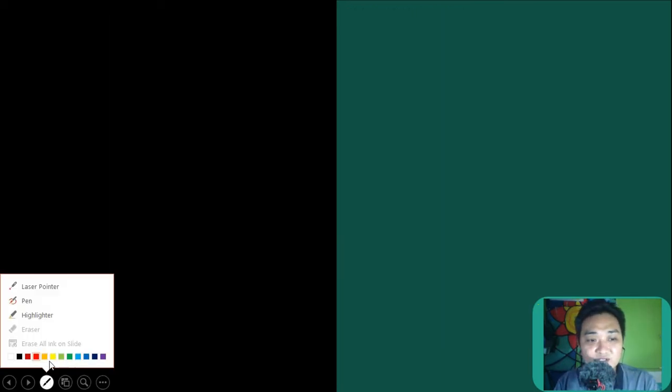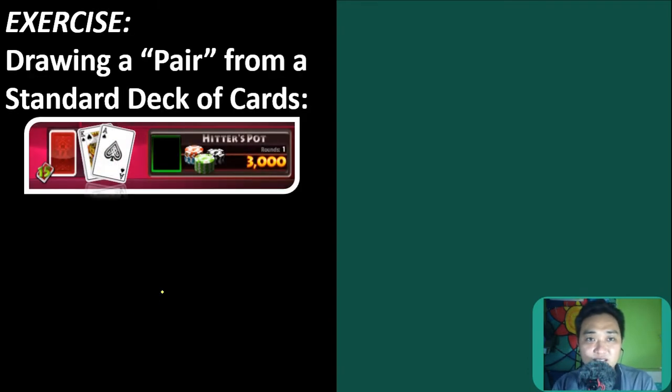So let us have another example. Let's say we want to draw a pair from a standard deck of cards. Oh, by the way, mga langga, pag sinabing standard deck of cards, meaning all in all 52 yun. Bakit 52? Isipin nyo na lang.